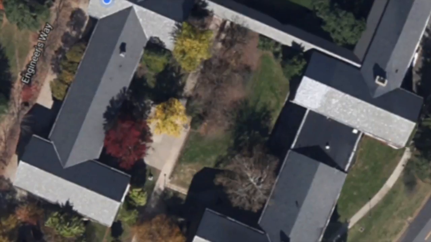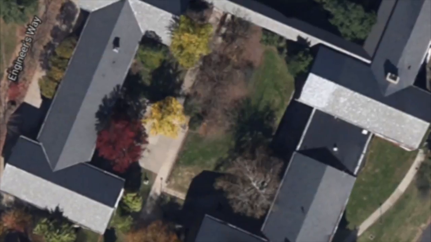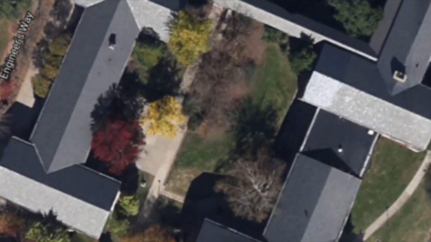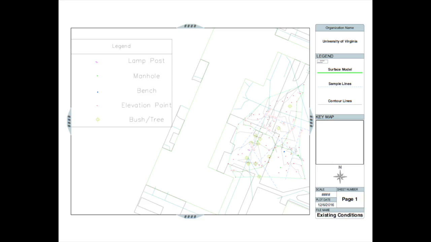Hi, my name is Kelsey Williams, and I'm a student in Professor Smith's Civil Engineering Techniques course for the 2016 fall semester. This video serves as a description brief of my design ideas on the open space between Thornton Hall D and E wings. The first design plan represents the existing conditions of the site.